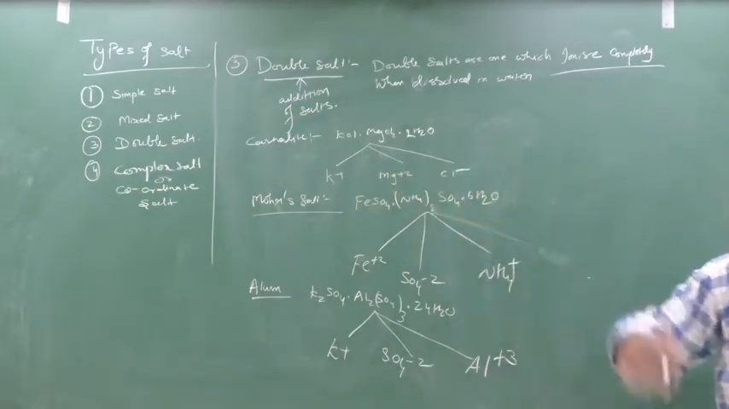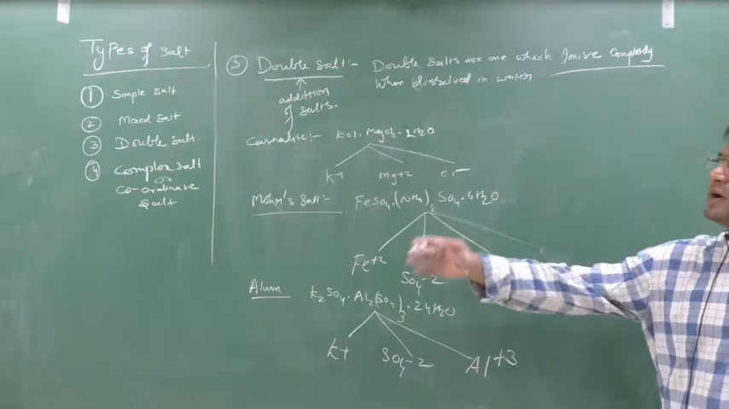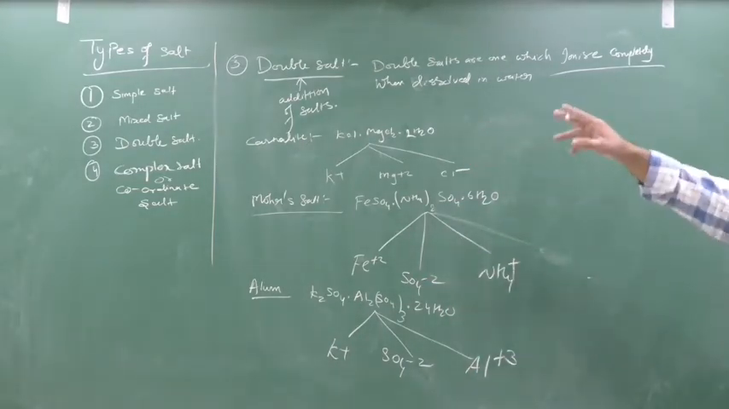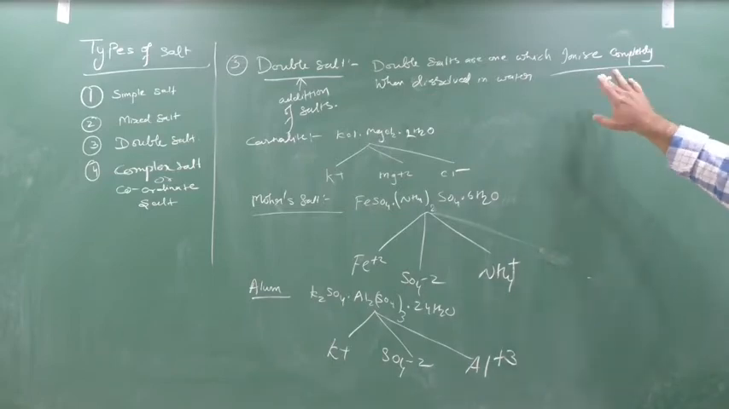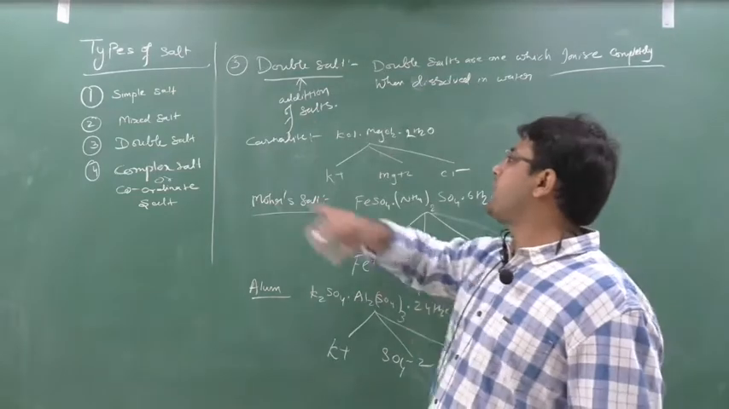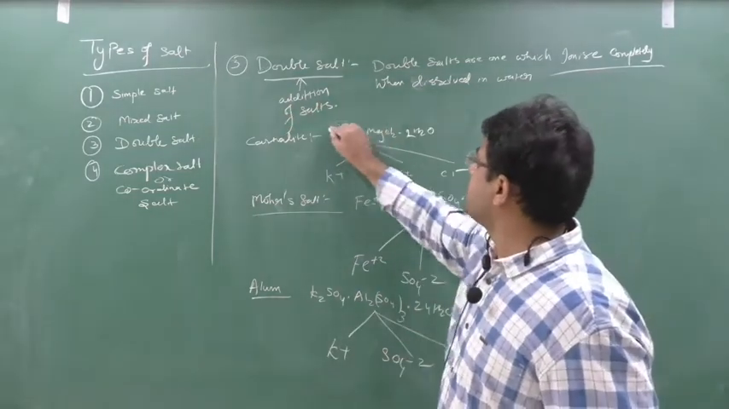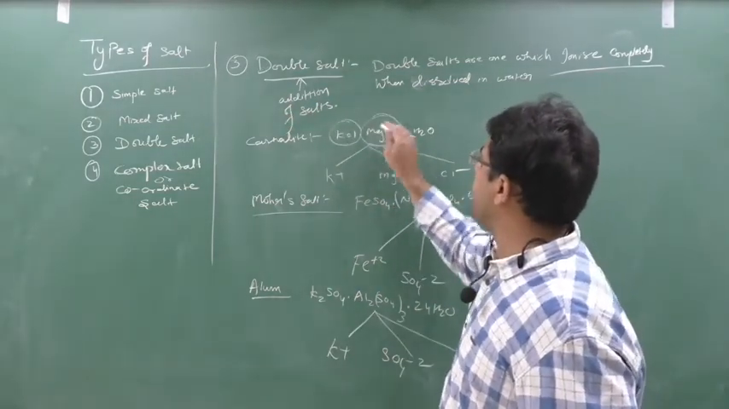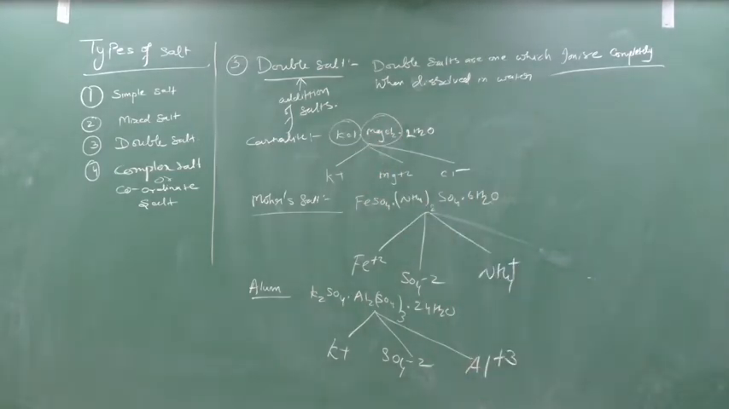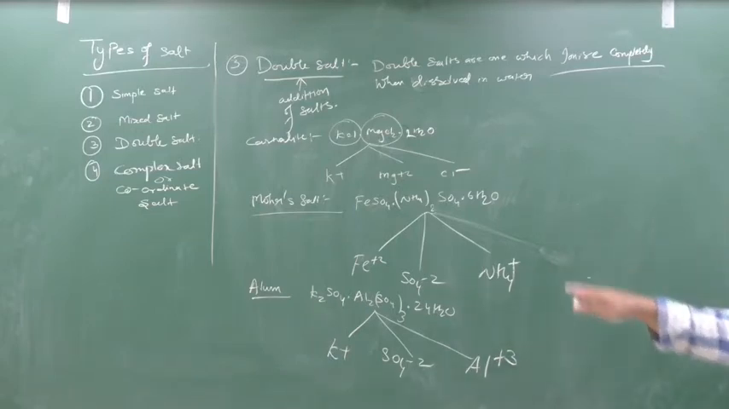But that is not the same case with the complex salt. Complex salt is completely opposite of it. What can be the definition of the complex salt? Complex salts are ones which do not ionize completely when dissolved in water. I will tell you the next point. In a double salt, these are the addition of salts. This is one salt, this is also one salt. Two are added, so double salts are the salts in which two or more salts are added to form a single molecule.